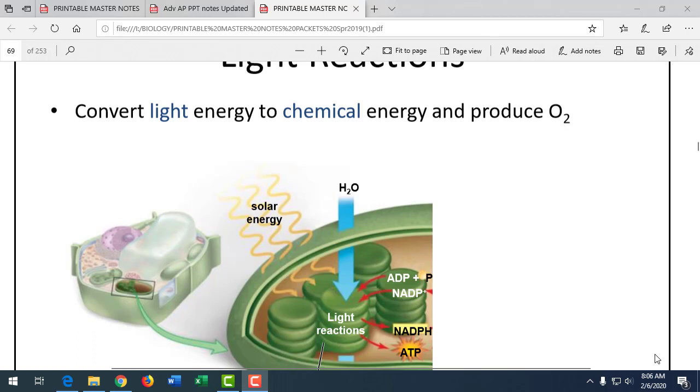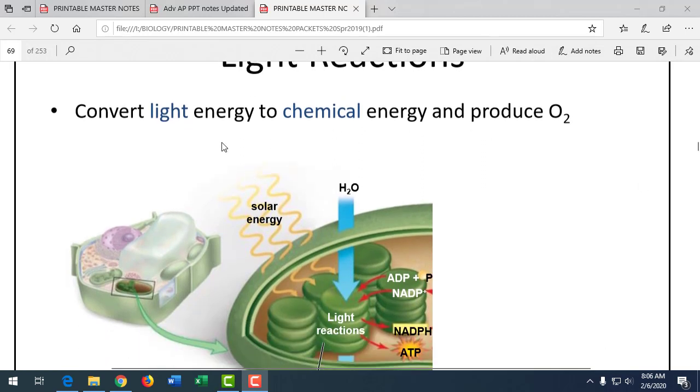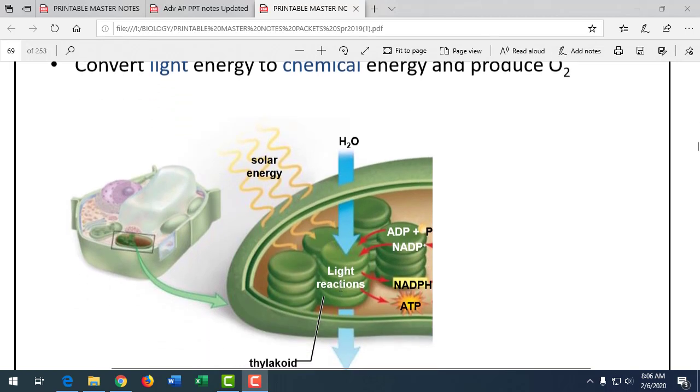That's the forest concept, but now we're going to dig down in the trees and really look at the details of that process. So there's two reactions that occur when we talk about photosynthesis, and they're paired reactions. One feeds the other. So there's the light reactions, which are requiring sunlight. So here we see sunlight coming in and water to drive the light reactions.